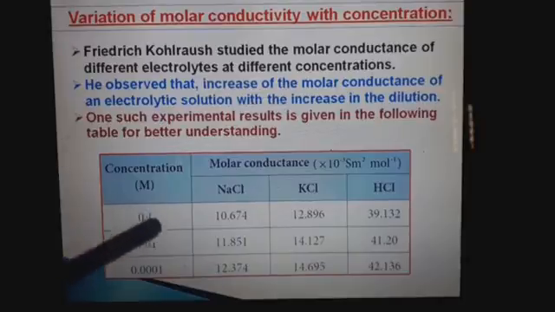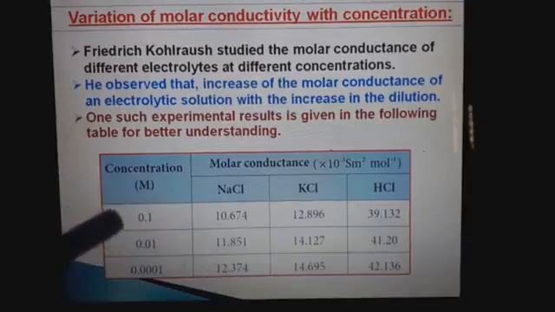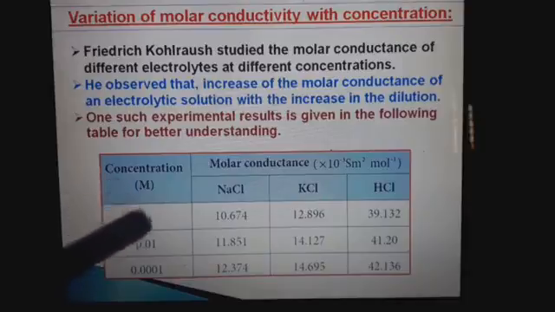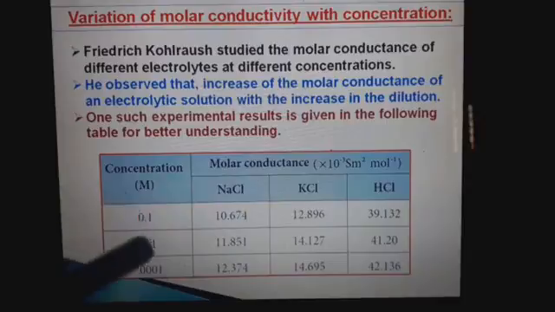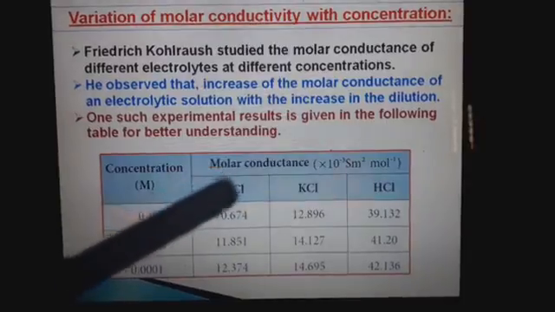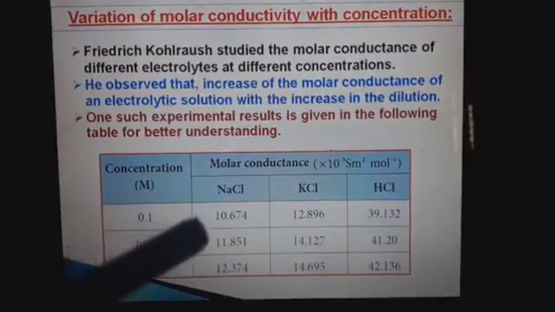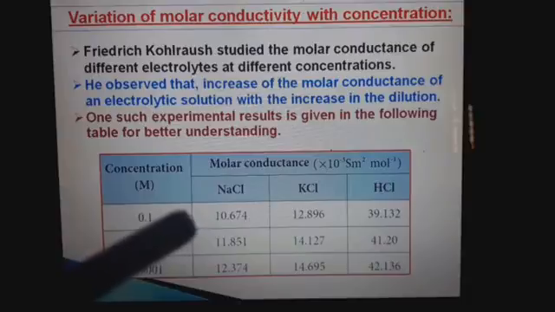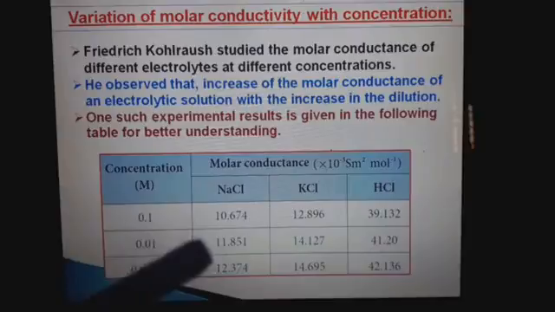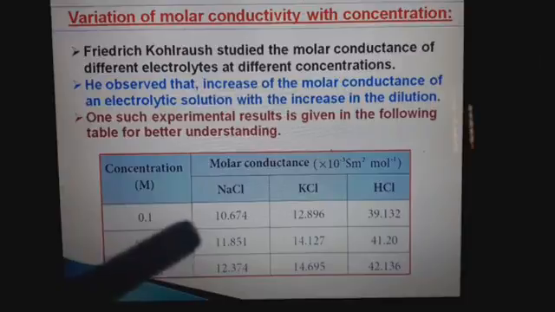See the table column, the concentrations are 0.1, 0.01 and 0.001. This means more dilution going down, decreasing the concentration. Molar conductance, in terms of lambda m, for sodium chloride, potassium chloride and hydrochloric acid gradually increases, because with more dilution there is more conductance.